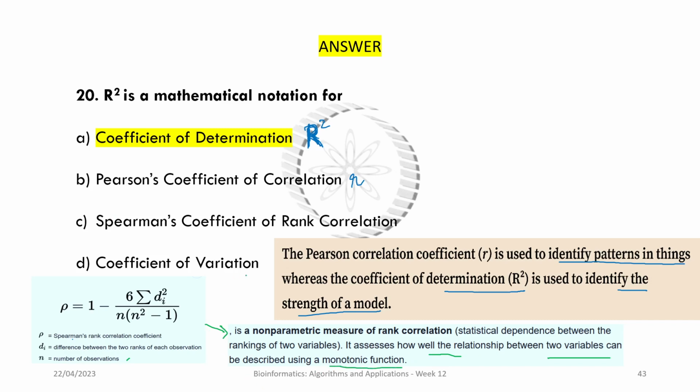I did not include anything for coefficient of variation. That's more like covariance and stuff. So the right answer is of course A.